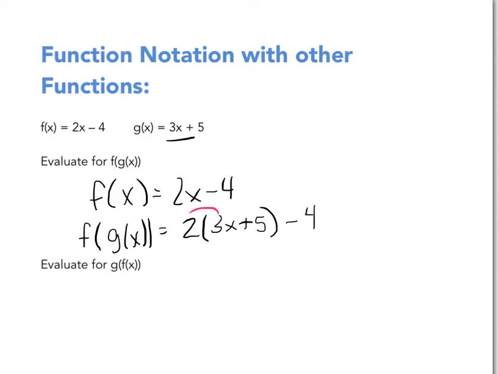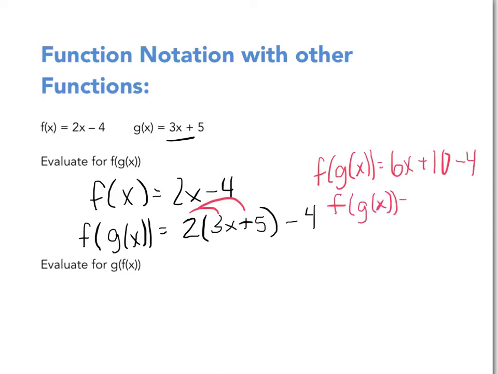And now all I have to do is the distributive property, so I have f of g of x equals 6x plus 10 minus 4, and I will continue simplifying that, so I get f of g of x is equal to 6x plus 6. So it looks complicated, but it really is not that bad once you're just plugging in an expression and evaluating instead of plugging in one number and evaluating.